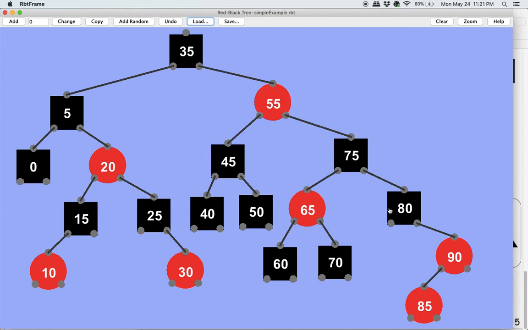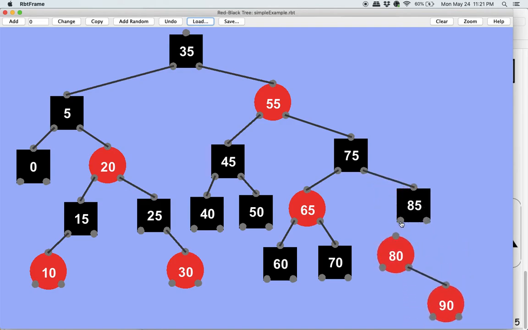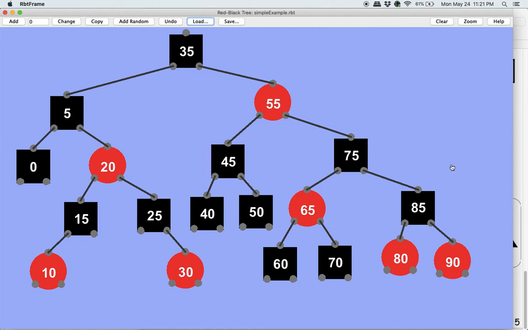So what I do is basically the 85 is going to become my root. And so I color it black. What was the root becomes red. I pull the 85 up, and the other two fall underneath it. And I now have another valid red-black tree.